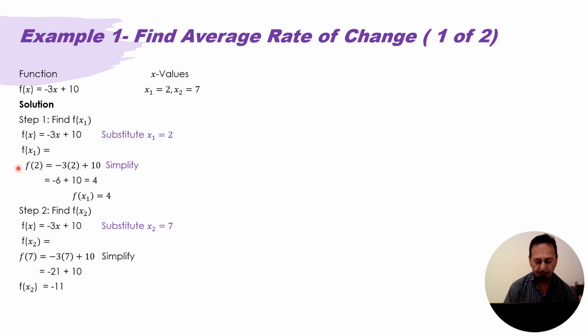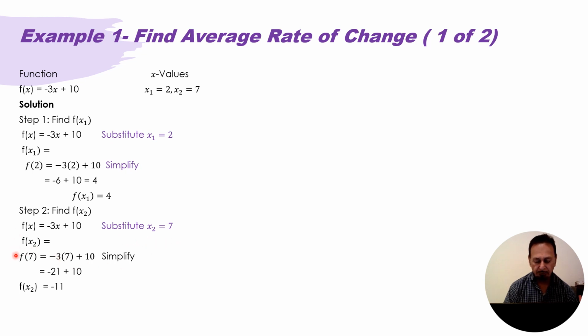So f of x1, which is f of 2, equals minus 3 times 2 plus 10. That will be negative 6 plus 10 equals 4. So f of x1 is 4. Now step 2, find f of x2. Let's write down f of x equals negative 3x plus 10. Substitute x2 equals 7.